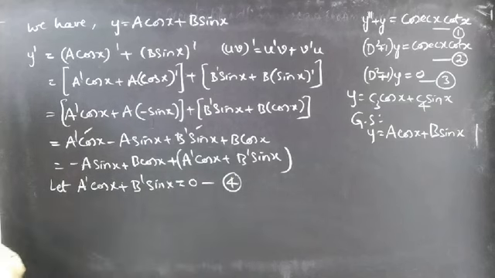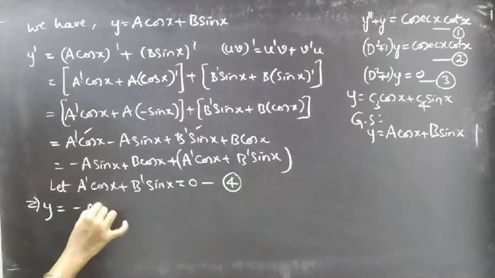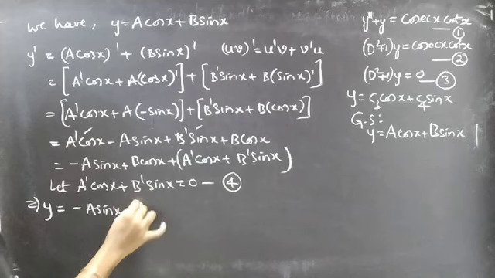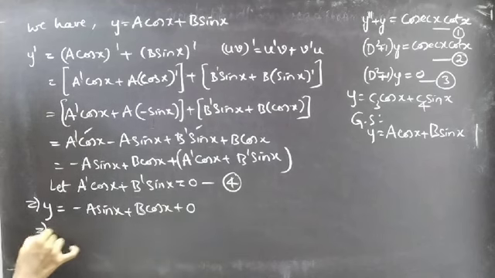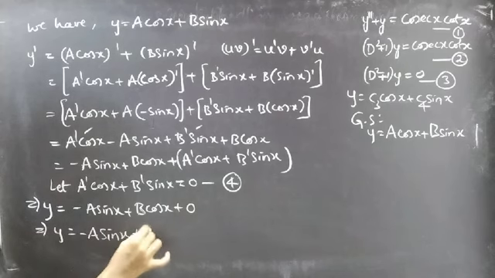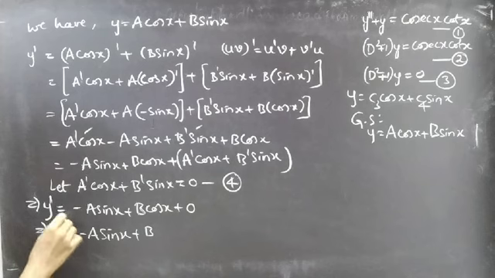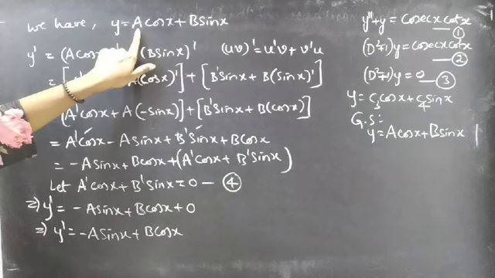So that while finding y double dash, a double dash and b double dash will not appear. Then y dash becomes minus a sin x plus b cos x plus 0, right? This becomes minus a sin x plus b cos x. Now we got y dash and already we are having y.